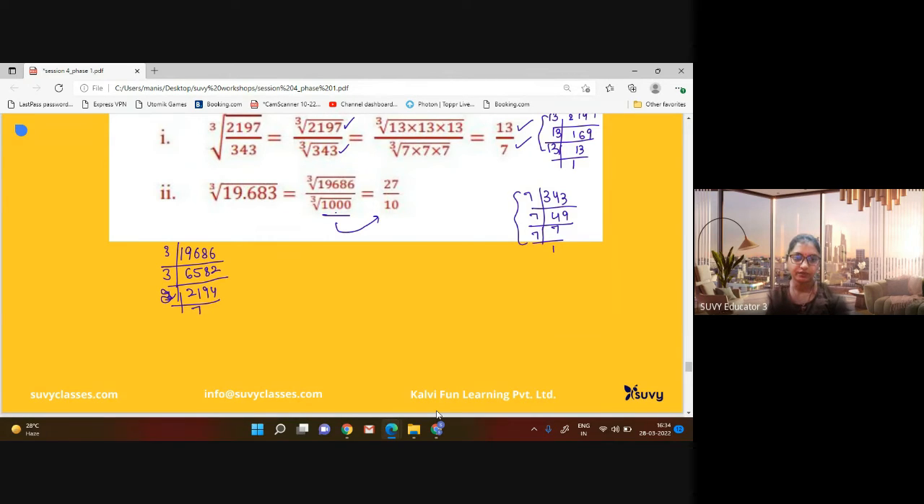Let's take another chance once more. 3 sixes are 18, then 3 fives are 15. Then 2 ones are 2, 2 nines are 18, 2 twos are 4, 2 fives are 10, 2 fours are 8, 2 sixes are 12. And in the same way, we will go on, and we will get the number as 27 upon 10.